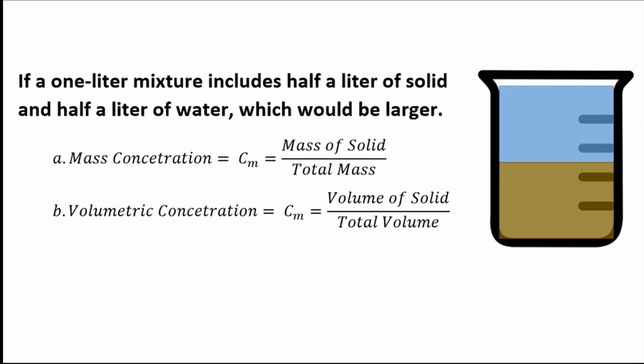If 1 liter of mixture, this is a mud, includes half a liter of solid and half a liter of water, which would be larger? The concentration by mass, the mass of the solids divided by the total mass, the volume concentration, which is the volume of the solids divided by the total volume, or these things are not different. They will be the same. And there is no shame in this question either, because it is so confusing.